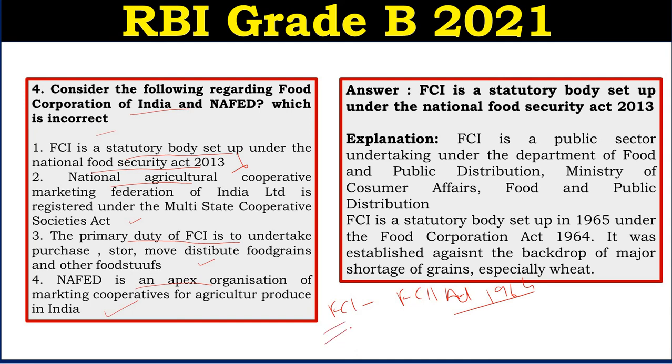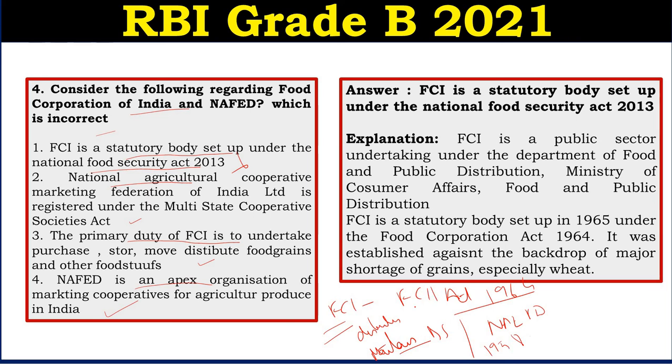So the FCI is a statutory body. It has some objectives: it distributes the food grains for the public distribution system, maintains buffer stocks, and also carries out effective price support operations to safeguard the interests of the farmers. And NAFED, the National Agriculture Cooperative Marketing Federation of India, is registered under the Multi-State Cooperative Societies Act. Very important point, please note that. It was set up in 1958 with the object to promote cooperative marketing of agricultural produce to benefit the farmers.